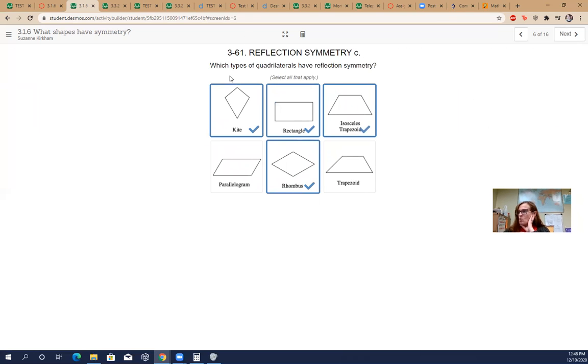All right, which type of quadrilaterals have reflection symmetry? Okay, so we've got all these quadrilaterals, and a quadrilateral is a shape that has 4 sides. So the kite has reflection symmetry, the rectangle, the isosceles trapezoid, and the rhombus.